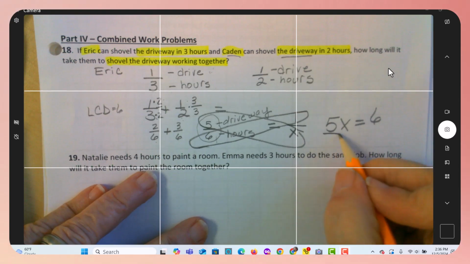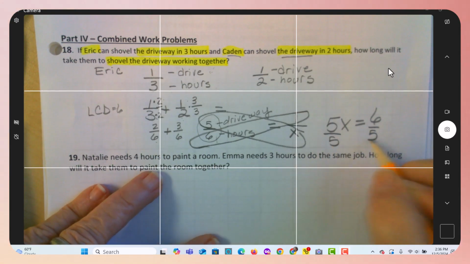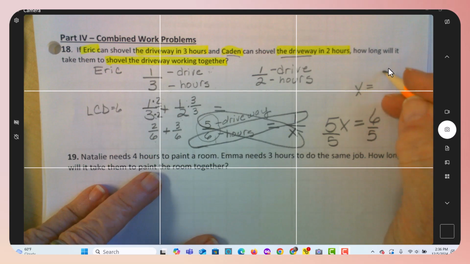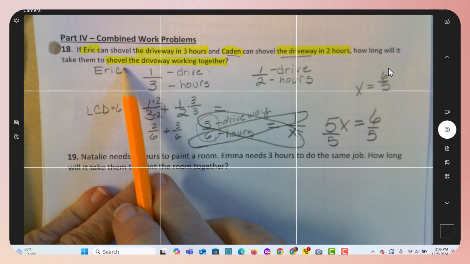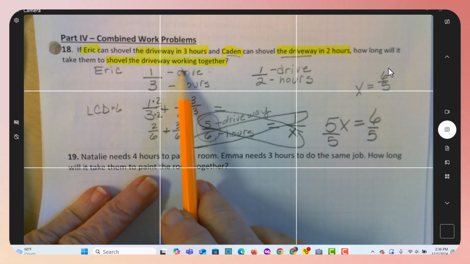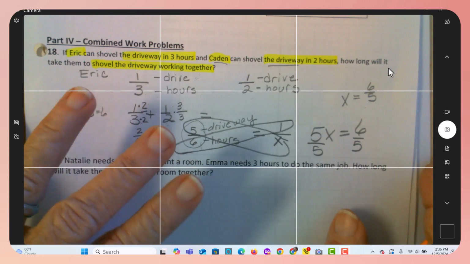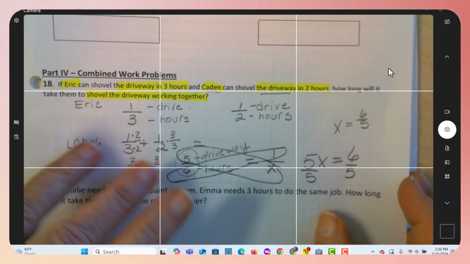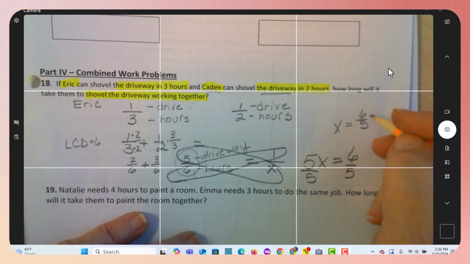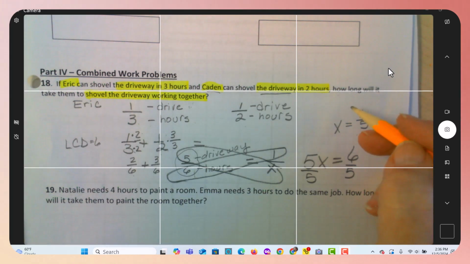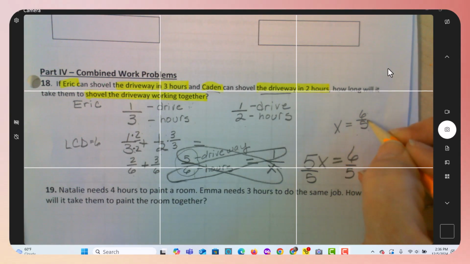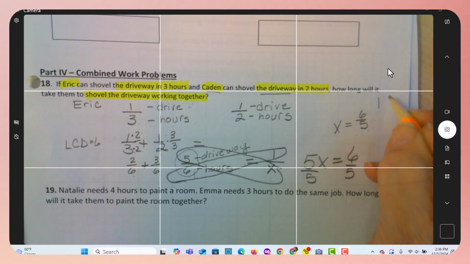Divide both sides by 5. X is equal to 6/5. Now, does that answer our question? How long does it take them to shovel the driveway? If I say 6/5 of an hour, nobody's going to understand that. So we're going to reduce this. 6 divided by 5. You can use your calculator if you want, or you can do it by hand. 6 divided by 5. 5 goes into 6 one time with one remainder, so it's 1 1/5.